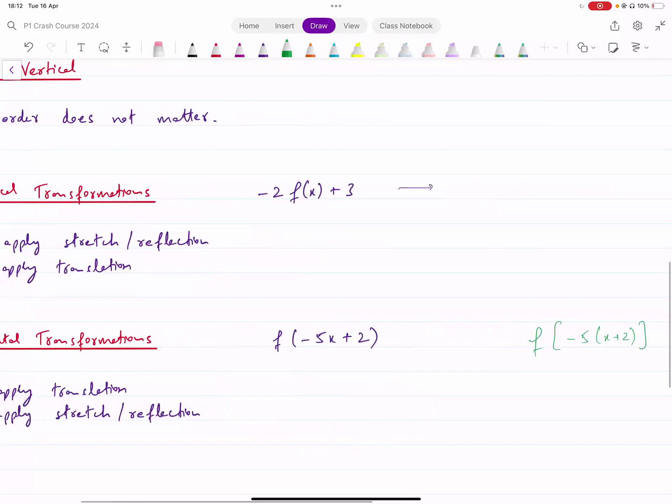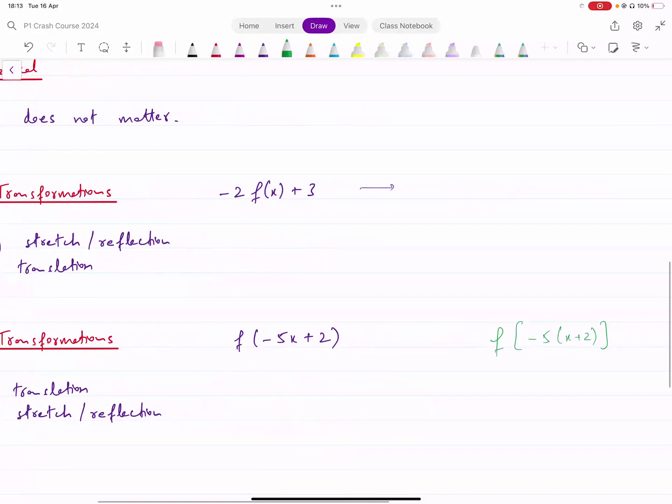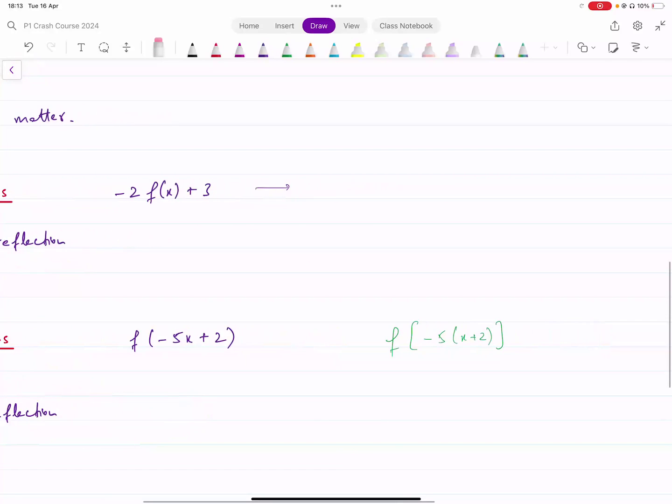The standard order in horizontal was translation first and then stretch reflection. But when they make it like this, it reverses. You first have to do stretch in this case, in horizontal transformations, and then you do translation when they use extra brackets like this. Okay, I hope that makes sense.